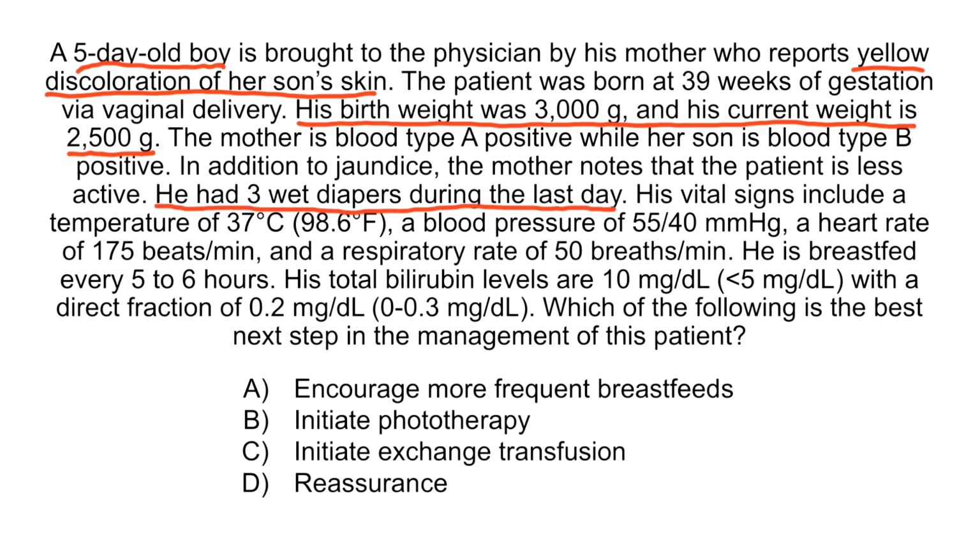His vital signs include a temperature of 37 degrees Celsius, a blood pressure of 55 over 40 millimeters of mercury, a heart rate of 175 beats per minute, and a respiratory rate of 50 breaths per minute. He is breastfed every 5 to 6 hours. His total bilirubin levels are 10 milligrams per deciliter with a direct fraction of 0.2 milligrams per deciliter. Which of the following is the best next step in the management of this patient?